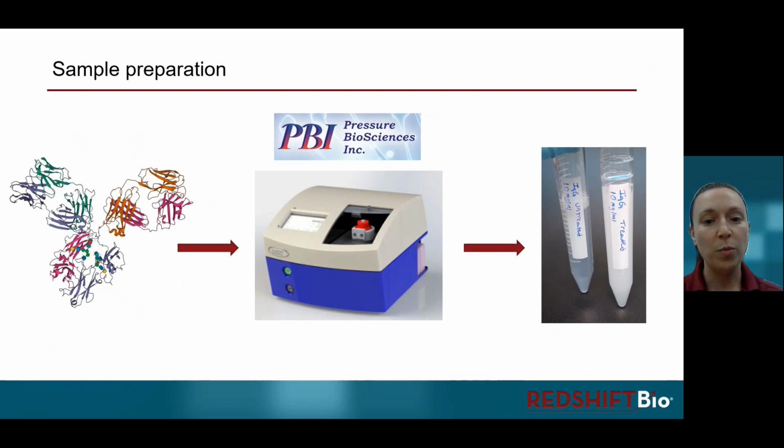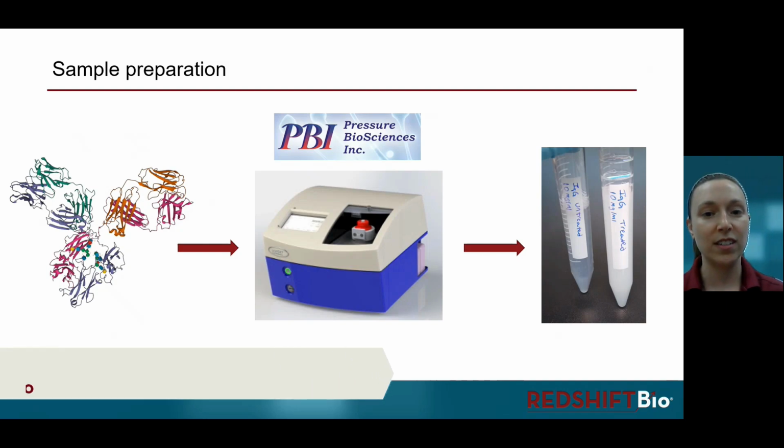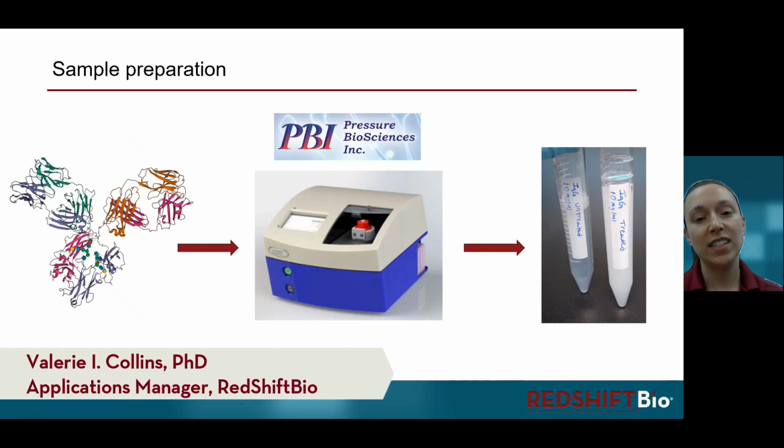To answer this question, we partnered with Pressure Biosciences and used their barocycler to create stable soluble aggregates. We did this by stressing a sample of IgG at 60,000 psi. The tube on the right is the pressure-treated IgG, and the one on the left is the untreated sample.